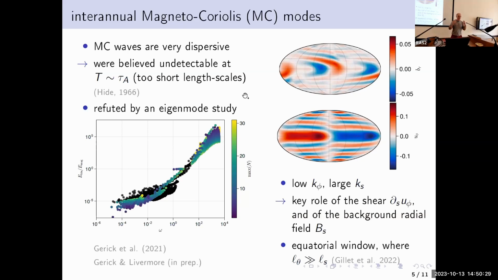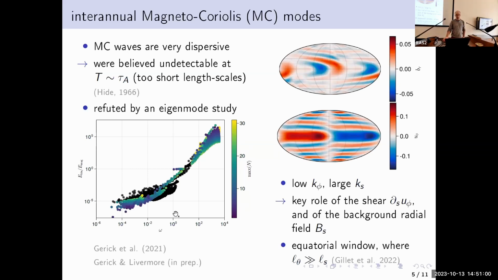Some years ago, there was a whole playground of waves that are available to play with in the core. So you have the Coriolis force, you have the magnetic force, and among all these waves, you have what we call the magneto-Coriolis modes. And these waves, they are very dispersive. And they were believed, these waves, to be undetectable at periods close to the alpha time, because their length scale would be too short to be accessible. So that was the picture we had in mind.